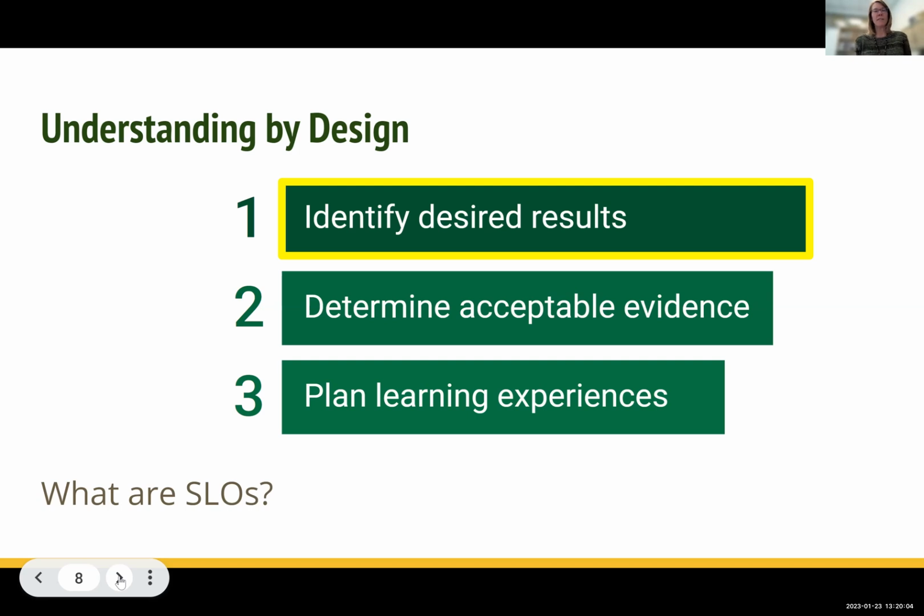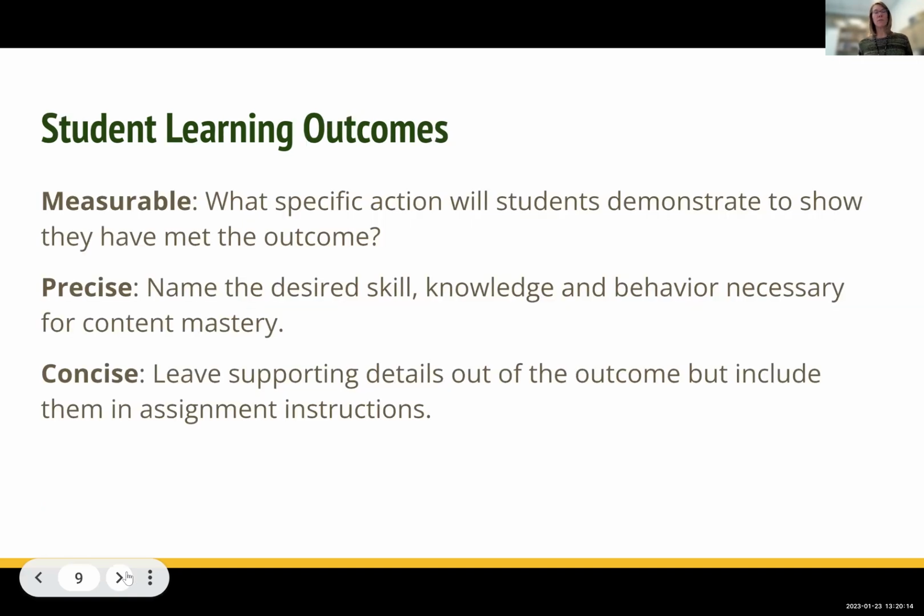And so it's simplified into these 3 steps. So identify the desired results, and we've just been talking about that. So SLOs, student learning outcomes, as I said. So this is a review. I'm sure all of you know that student learning outcomes have to be measurable. They have to be observable. You have to be able to see them demonstrated by students so that you know that they've met the outcome. But they also have to be very precise and concise.